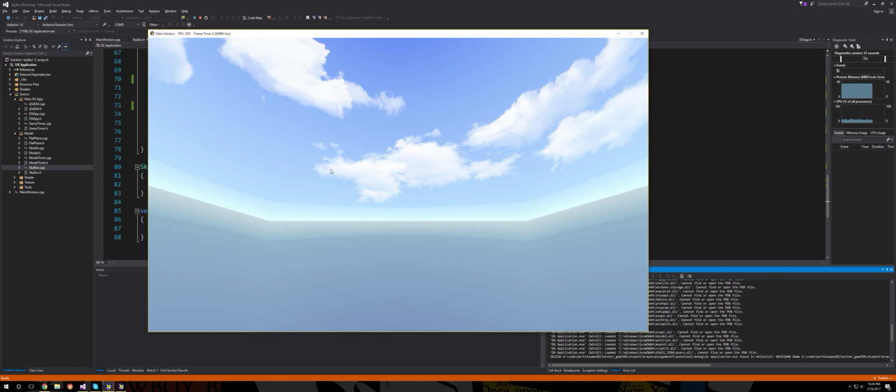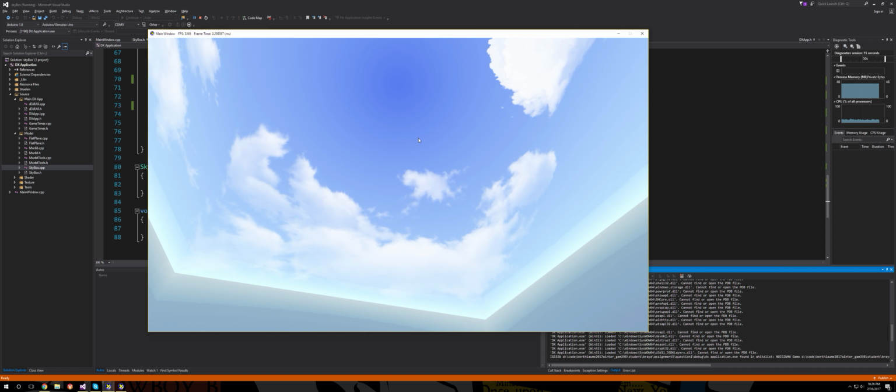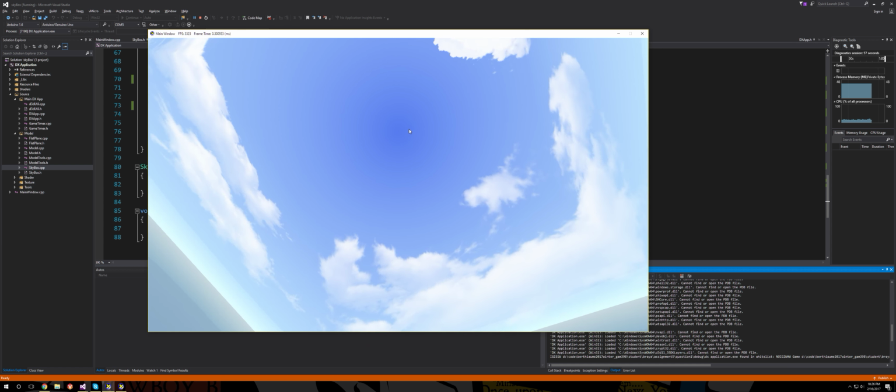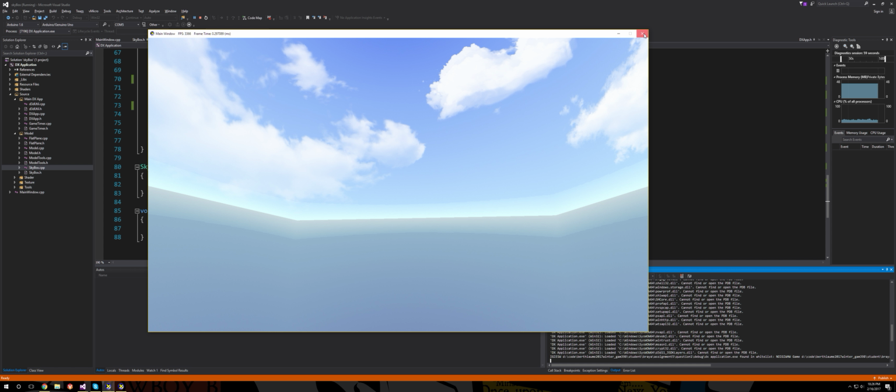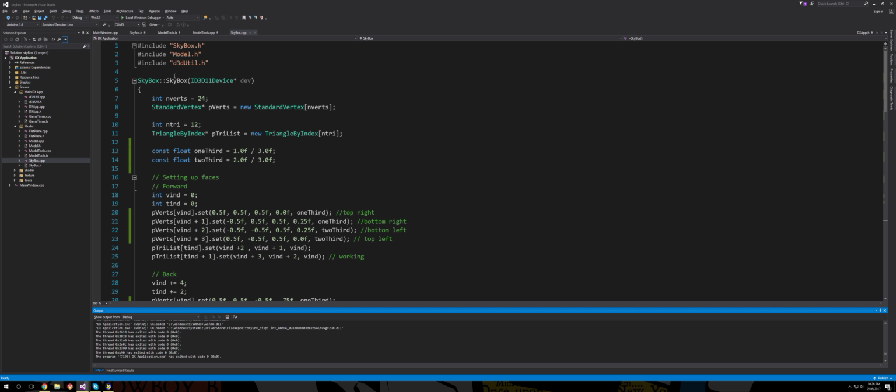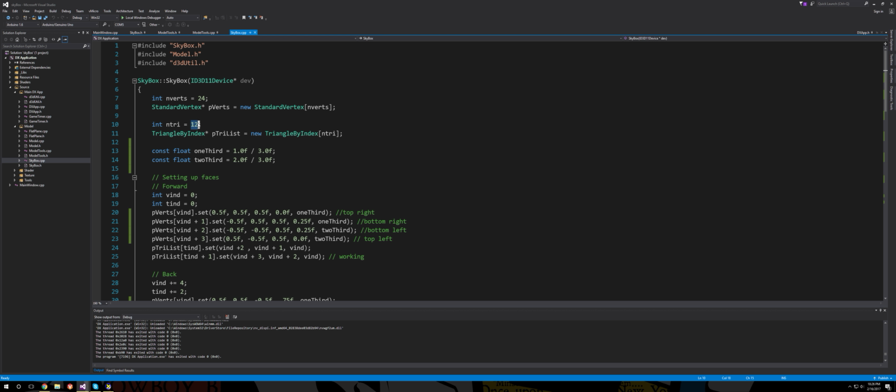So the first question was to create a skybox. Right here you can see my skybox without any seams along the edges. Since I know the skybox is a cube, inside the skybox class I have 24 vertices with 12 triangles.